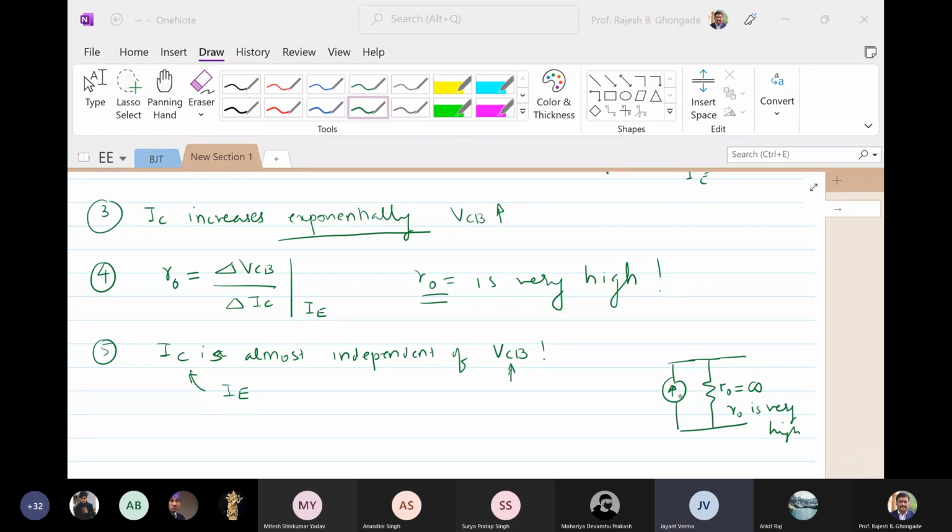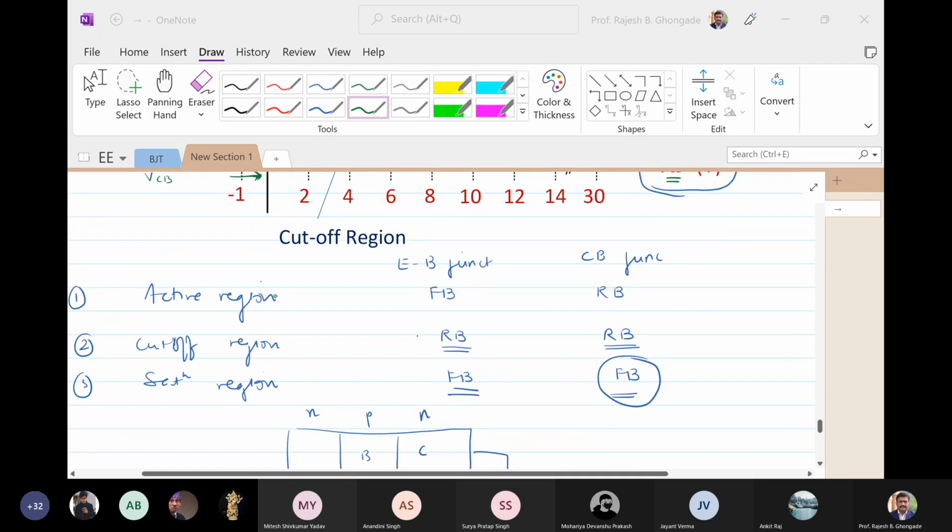So what I can conclude is that ये common base configuration can be set up as current source. I can use common base configuration as constant current source. बहुत important है. If you want to make a constant current source, you can make use of the common base configuration. ठीक है? Yes sir.